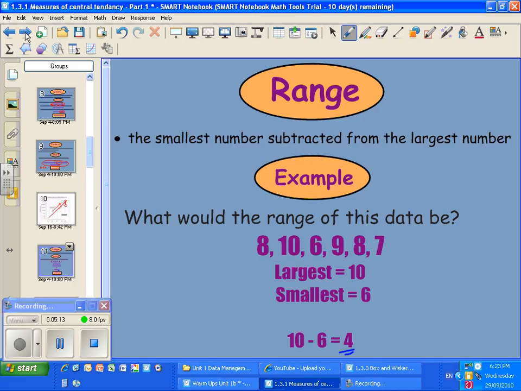Range is another term you need to know. It's simply a matter of taking the largest and the smallest number and subtracting. So in this group of numbers, the largest is 10, the smallest is 6. So we would say the range is 4.